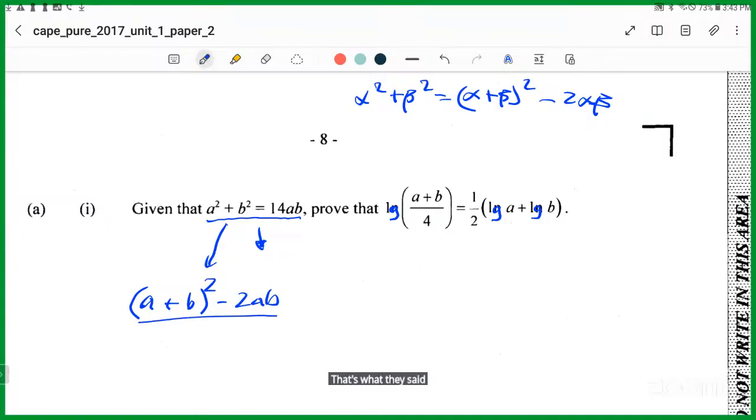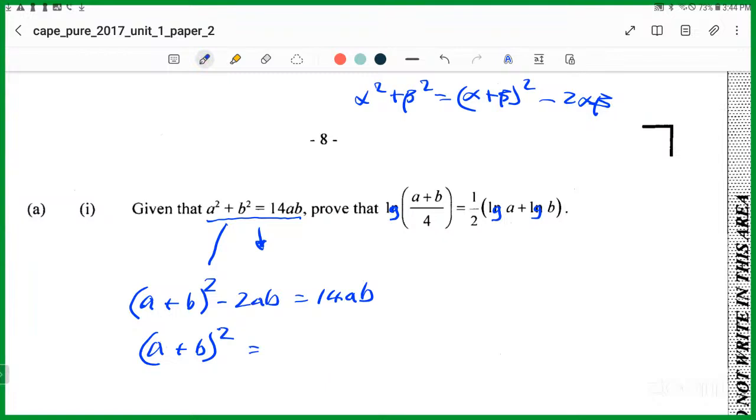The left side is equal to 14ab. And this goes over here and becomes 16ab. So a plus b squared is now equal to 16ab. And when I look, I see a 4 under here. Right? I see a 4 under there.